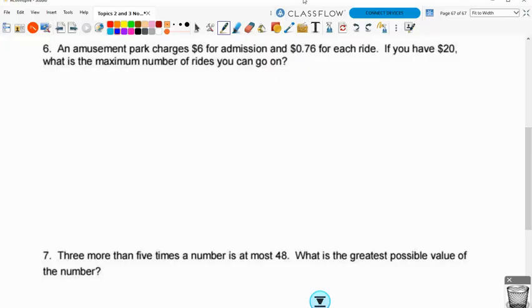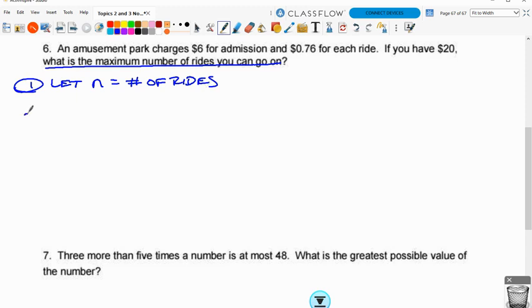In our next example, we're told that at an amusement park, they charge $6 for admission plus 76 cents for each ride. If you have $20, what is the maximum number of rides that you can go on? Right there's the question that we need to figure out. What's the maximum number of rides that you can go on? So step 1, let's define n. Let n equal the number of rides that we can go on.